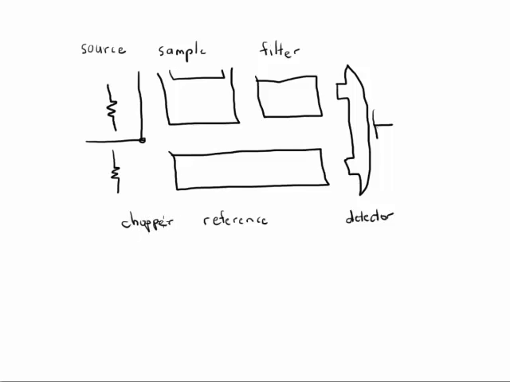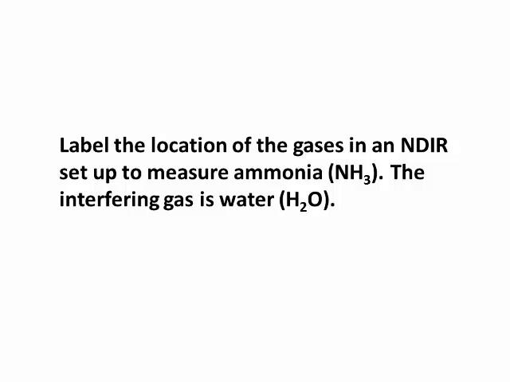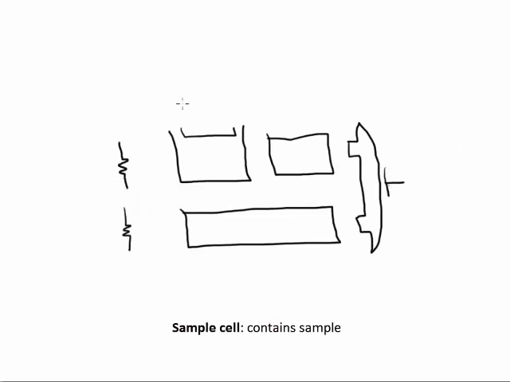We'll look at a practice question to see where the gases should be going. So label the location of the gases in an NDIR setup to measure ammonia. The interfering gas is water. So we'll just figure out where each of these gases go. We're measuring ammonia and the interfering gas is water.